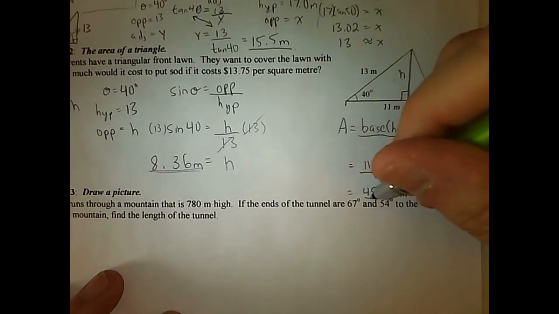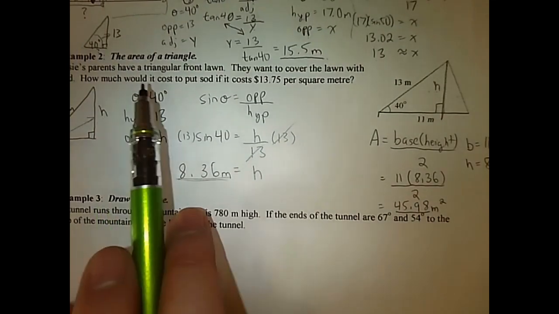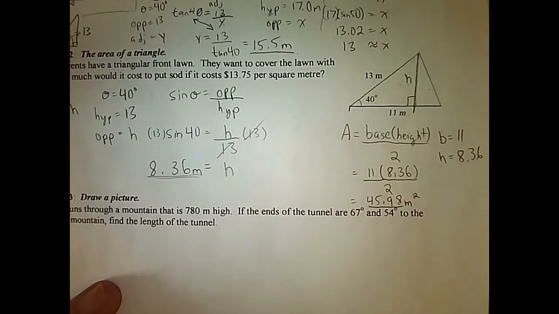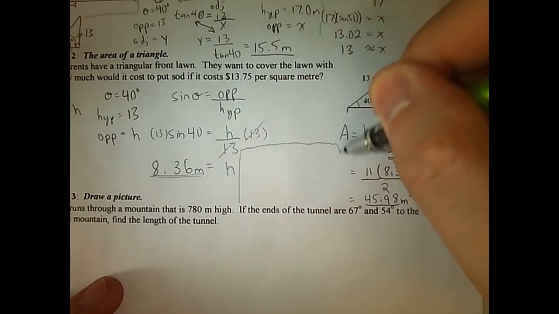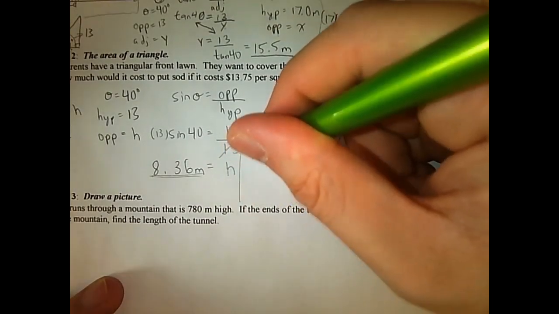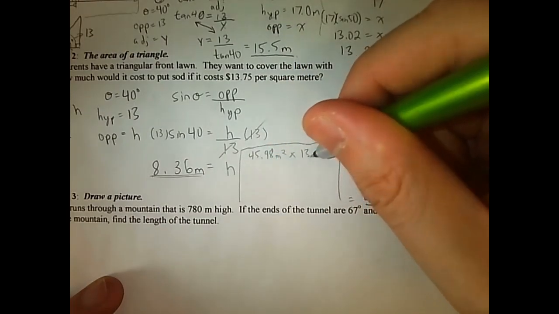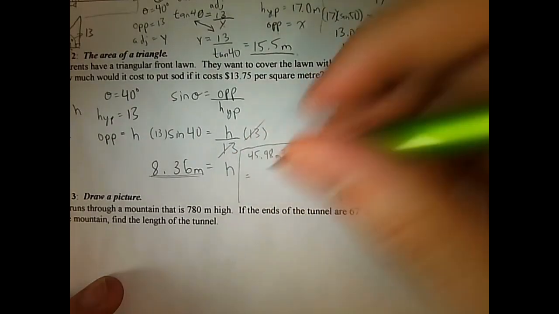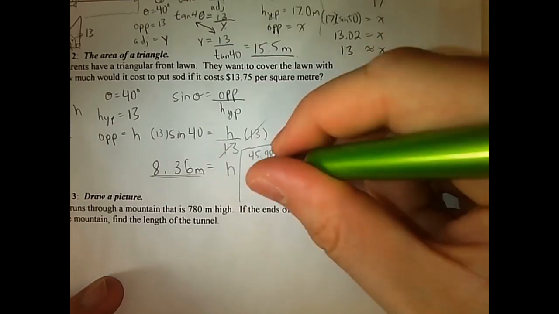So perfect, we have the area now, we're done, aren't we? No, because we said, we have to answer the question, sorry. The question's asking us, how much would it cost to put this on if it costed this much? So now we know the area, we're just going to get the area. I'm just going to put a little box around this to separate it. We get the area 45.98 meters squared, and we multiply that by the price, and then we get an answer of $632.23.